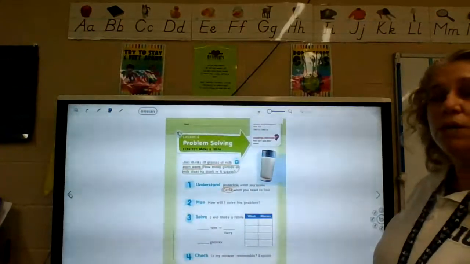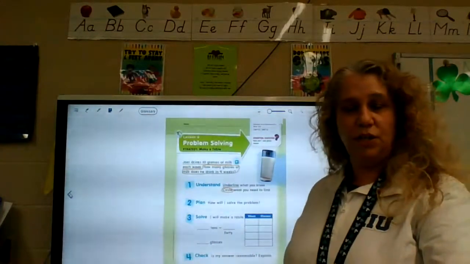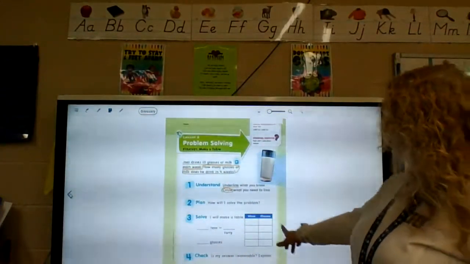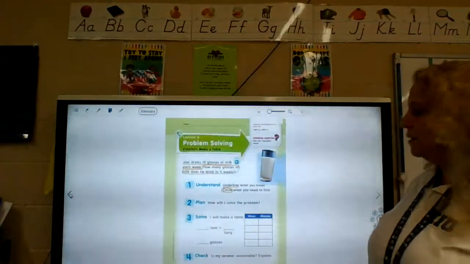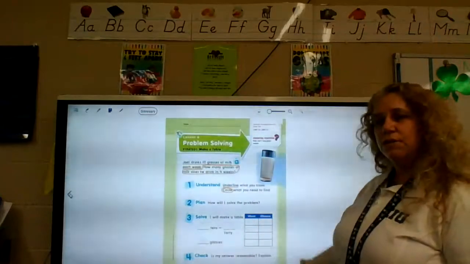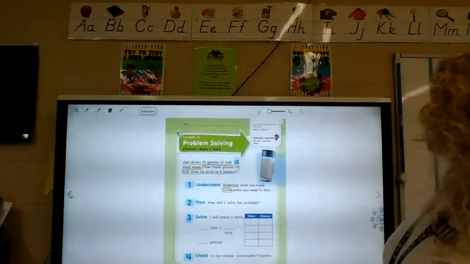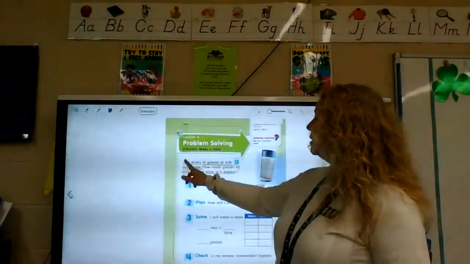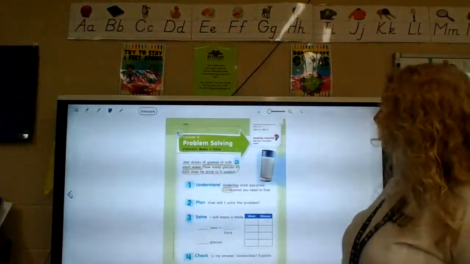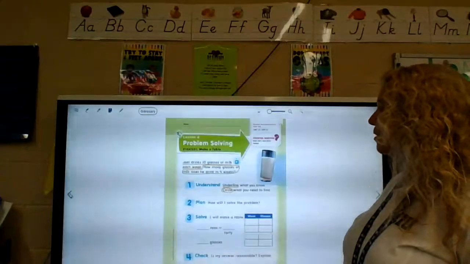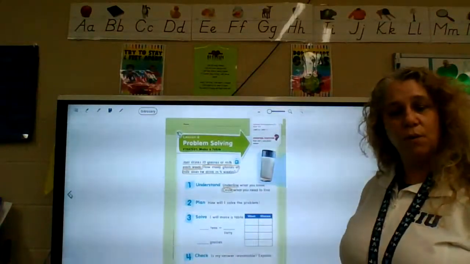Okay. So we're going to use making a table as our strategy for this. This is what the table kind of looks like. Okay? Not like a table you sit at. It's like a table, like a chart. Okay, so here is a story problem. It says Joel drinks 10 glasses of milk each week. How many glasses of milk does he drink in 4 weeks?